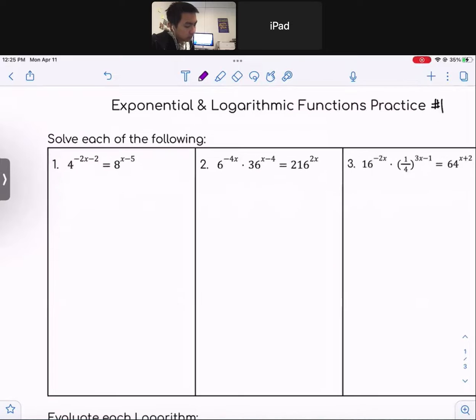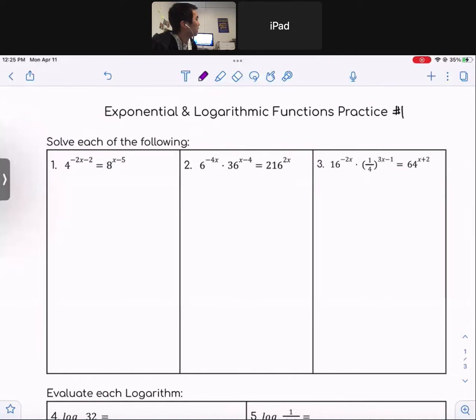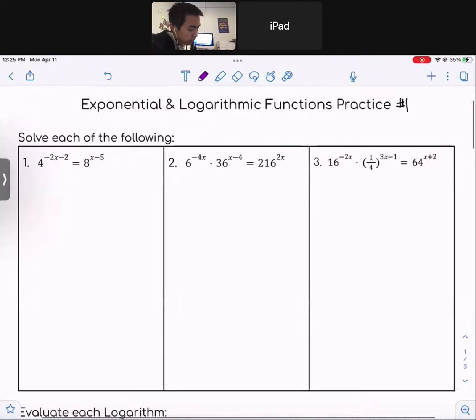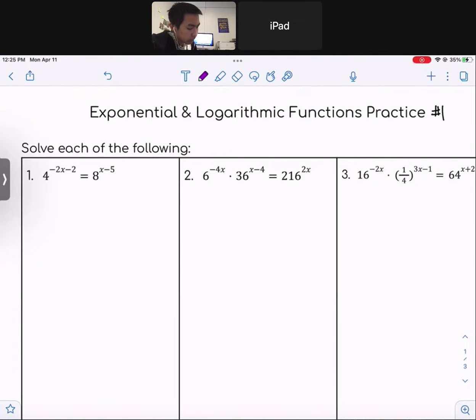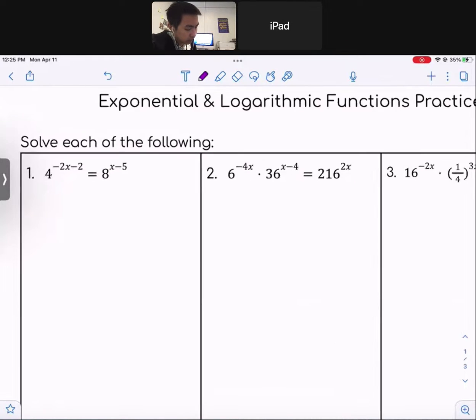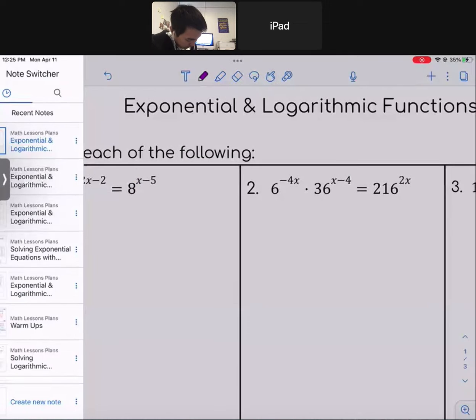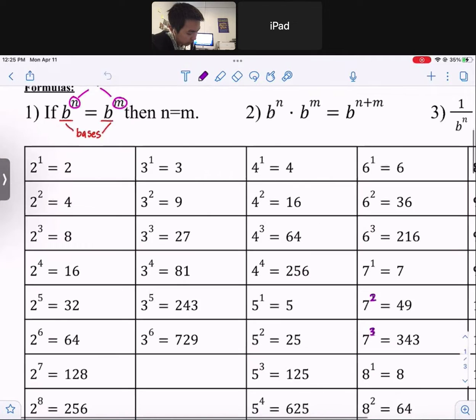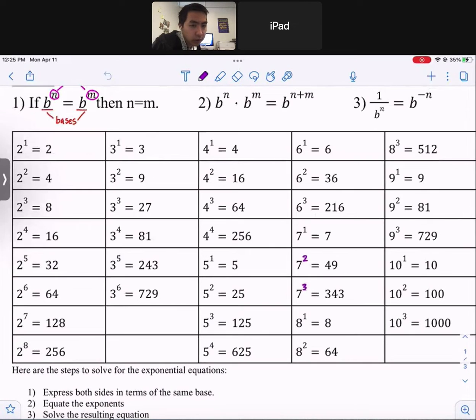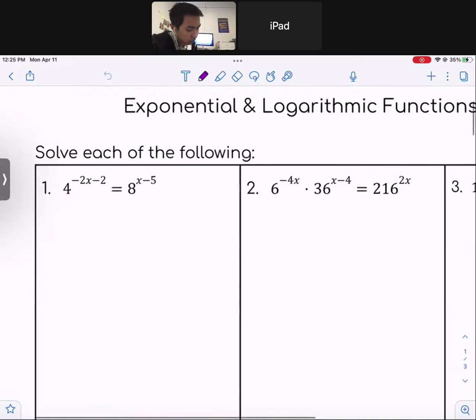So this was number 1, which is what we did the other day. Here we have to solve these exponential equations. So what we have to do first is get common bases. If you use that huge chart, I'll show it to you, this chart right here, you try to figure out how we get these two numbers to be the same base.